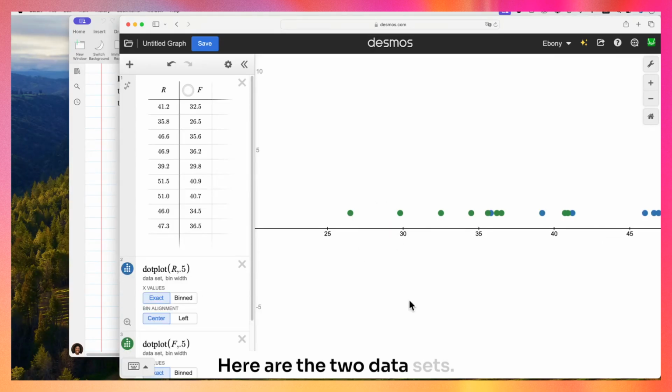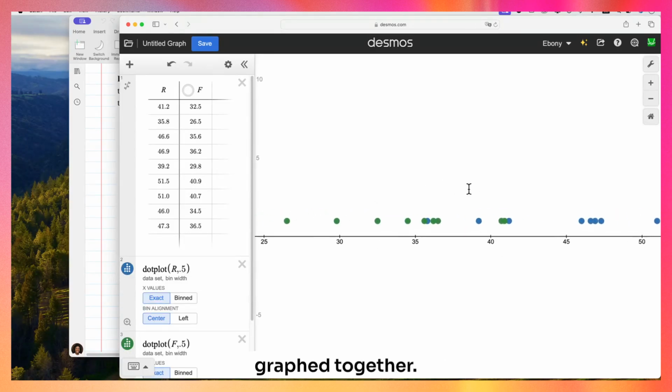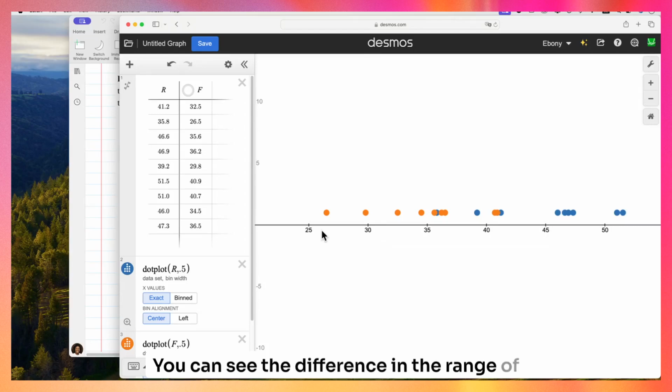Here are the two data sets graphed together. You can see the difference in the range of the data. The orange data set representing the front brake pads seems to have a lower life in terms of mileage versus the rear brake pads. If you know anything about cars, probably these vehicles are all front wheel drive, so that is impacting the brake wear. Nevertheless, they both look like they are coming from populations that are approximately normal. So we will proceed with the procedures.